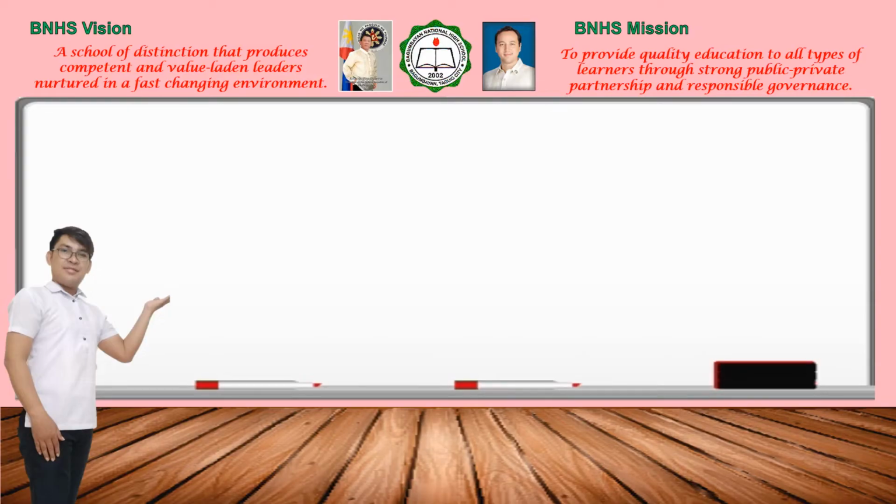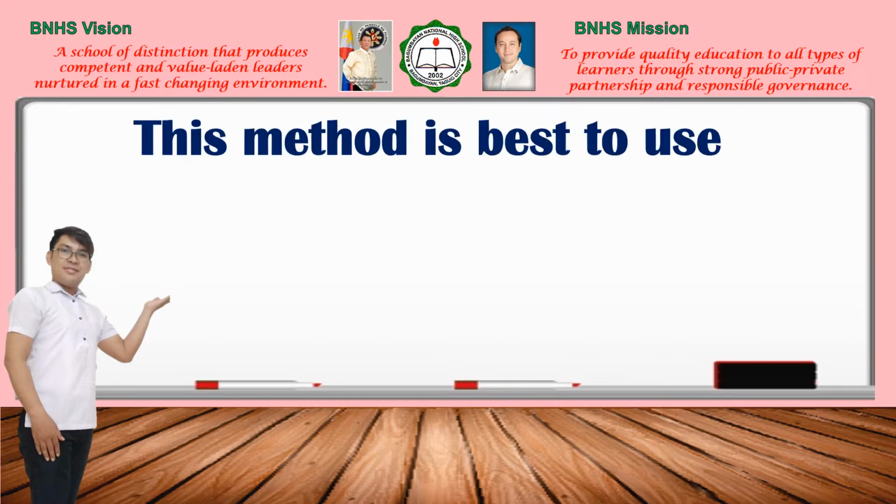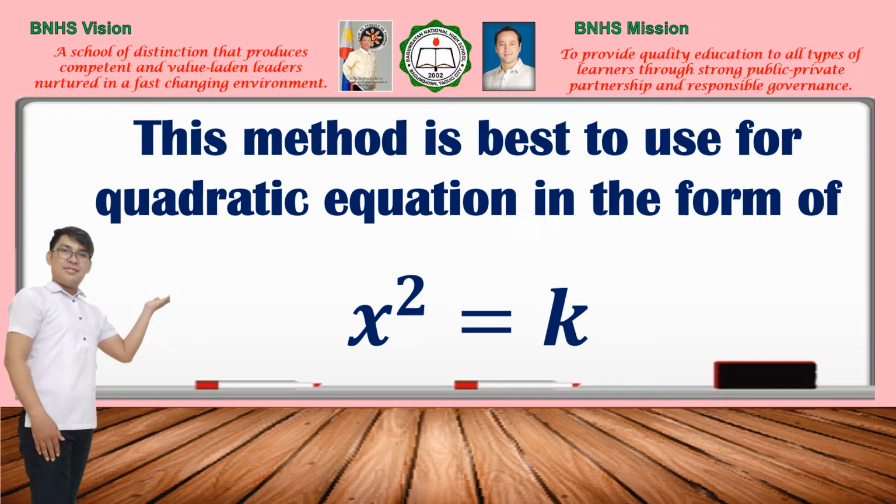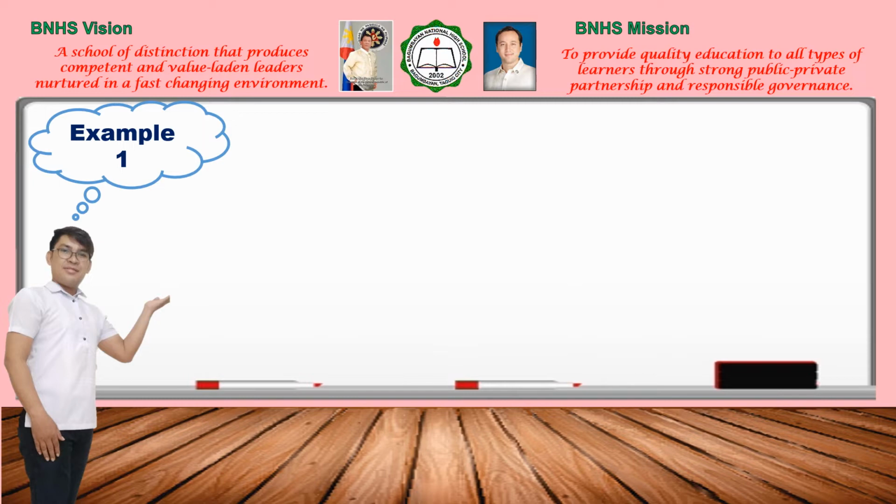In solving quadratic equations by extracting square roots, this method is best to use for quadratic equations in the form x squared is equal to k. For you to understand this method, I will be sharing some examples.